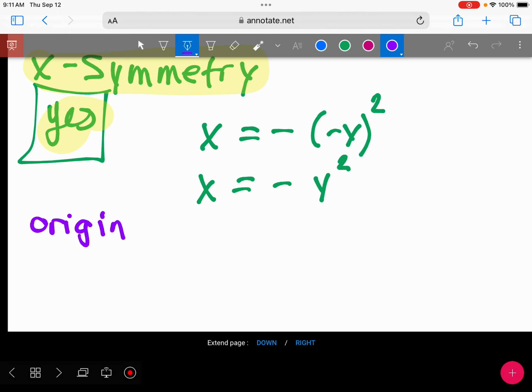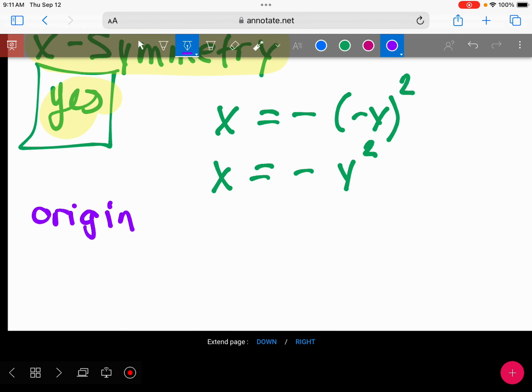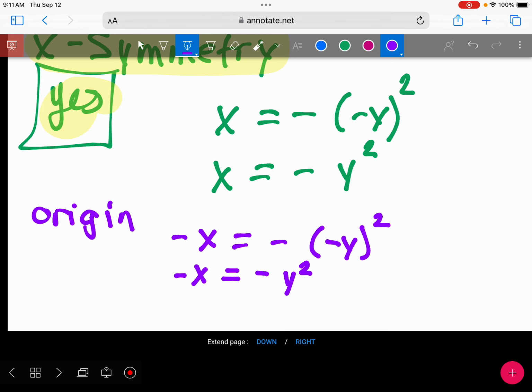And to do that, we're going to do both of those. So we have our minus x equals the opposite of negative y squared. We're going to wind up doing kind of both simplifications that we did above. So first thing I'm going to simplify is my y. Minus y squared is the exact same thing as y squared. So minus x equals the opposite of y squared. And then just like we did for our y symmetry, if I divide by negative 1, we get x equals y squared.